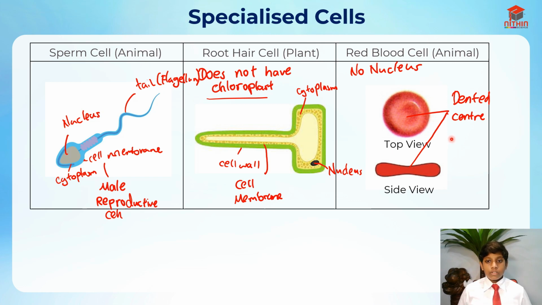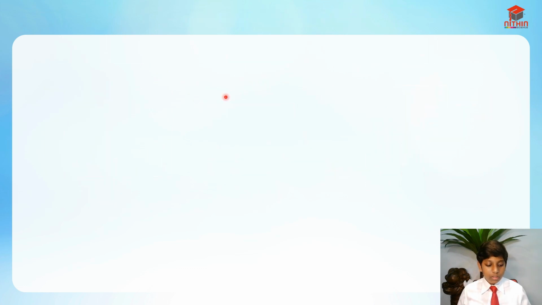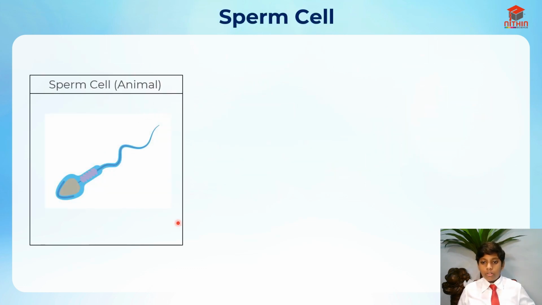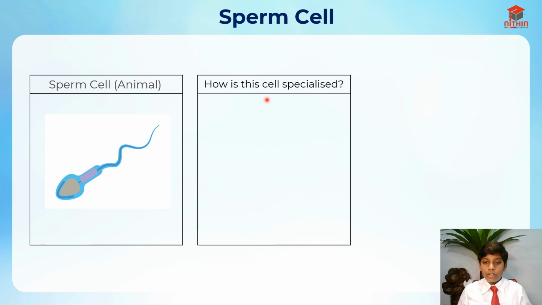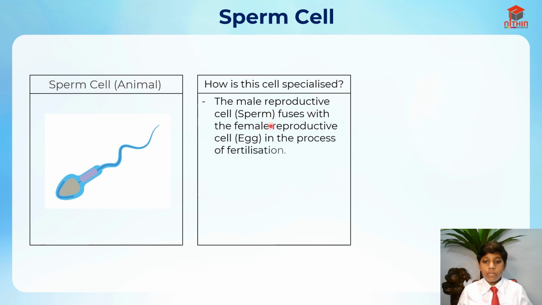Okay, so now let's move on to our sperm cell. Sperm cell. Okay, so the sperm cell, let me go through the definition. We need to know how this cell is actually specialized. The male reproductive cell, the sperm, fuses with the female reproductive cell, the egg, in the process of fertilization. So this cell is special because this is a reproductive cell, and it actually needs to fuse with the female reproductive cell, known as the egg cell, in the process of fertilization. So this is how babies are made.